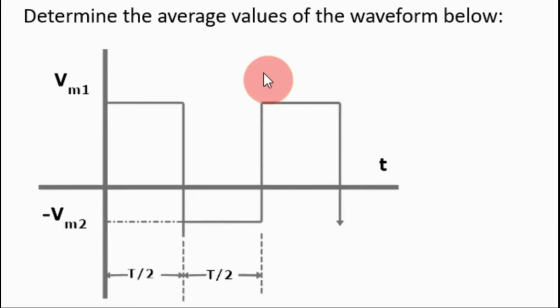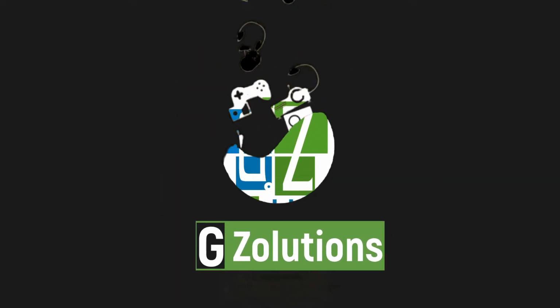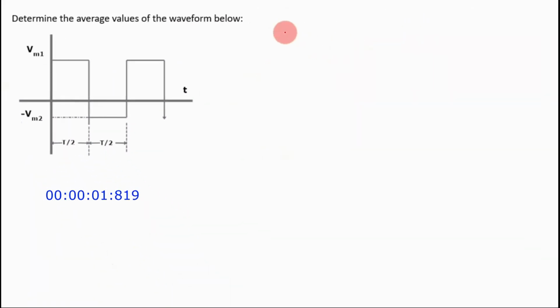Hello everyone, let us try to determine the average value of this waveform. This is a square wave in which it has different peak values, namely Vm1 and negative Vm2. So if you're going to solve for that, we have the V average, which is equal to the average value of this positive cycle and the negative cycle.